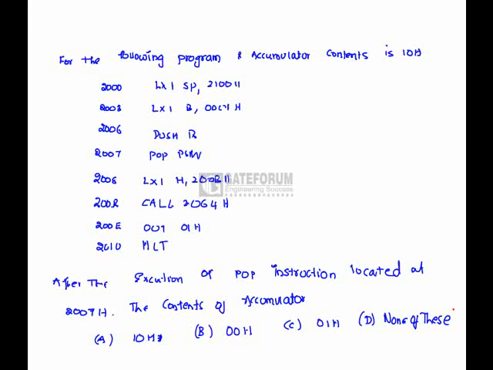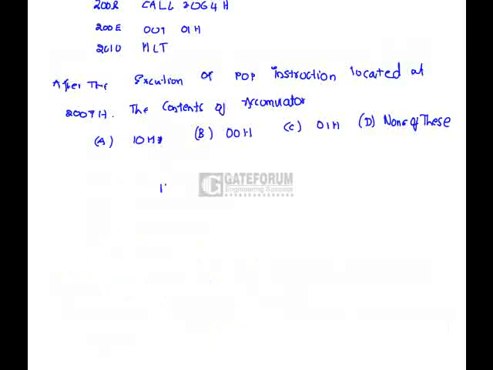Following program, the accumulator contains 10H before executing this particular program. So what will be the accumulator content after the execution of the POP instruction, which is located at 2007H? So first of all, what do you mean by PSW?